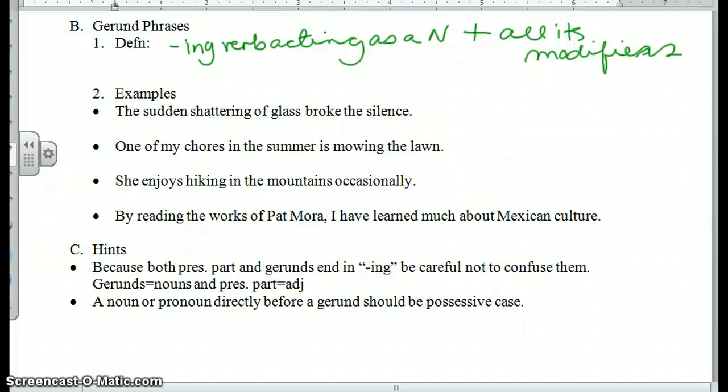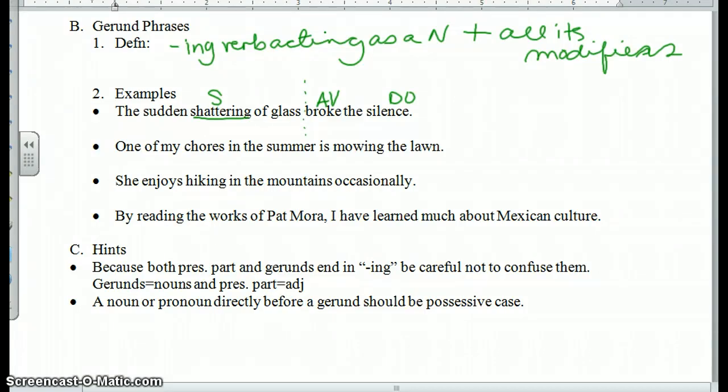The sudden shattering of glass broke the silence. Broke is my action verb. Who or what broke? The shattering did. There's my subject. That's obviously my gerund. Broke what? Silence. Here's my direct object. So remember how I said that finding your simple subject and your simple verbs act like fences?